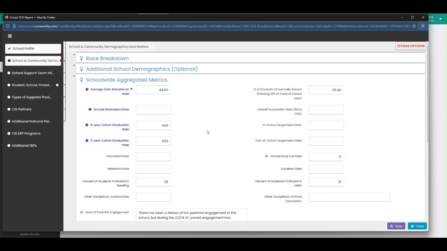But that's it. So if you're an elementary or middle school and you don't see 999 in here for the 4 and 5 year, please do put in 999. But graduation rate, this second box here can be left empty. Any questions on these first 2 pages?